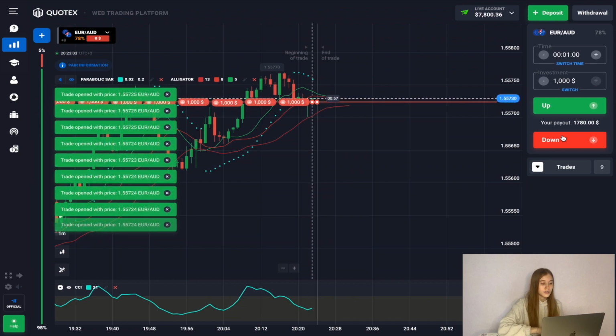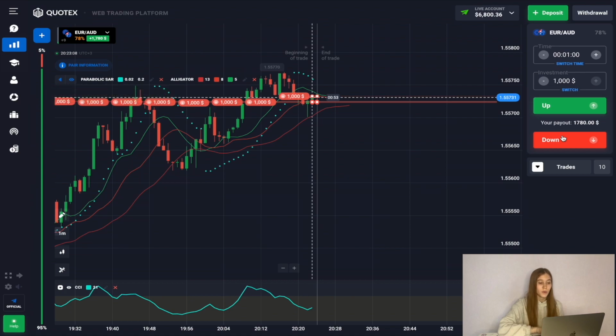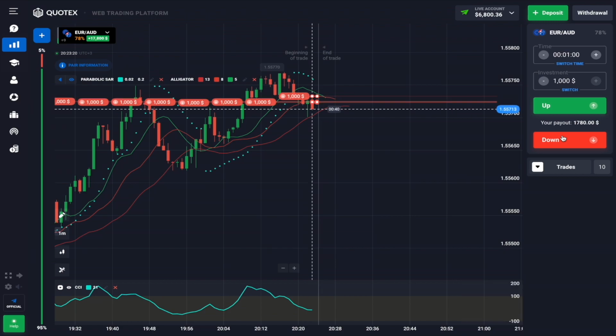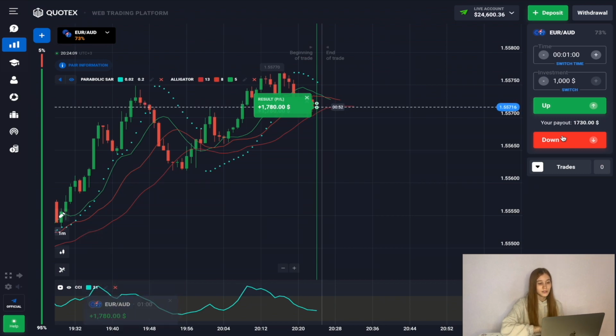For a decrease in the price, as we now see that we have a sideways movement from where our price will reverse. So let's now wait for the completion. So we successfully closed our trades, and with this step we will finish our trade.